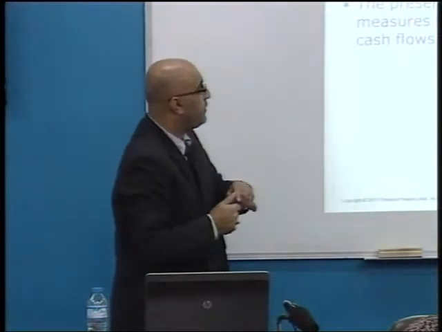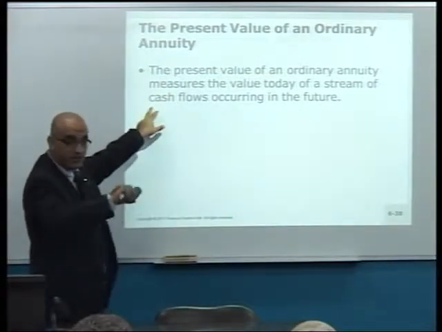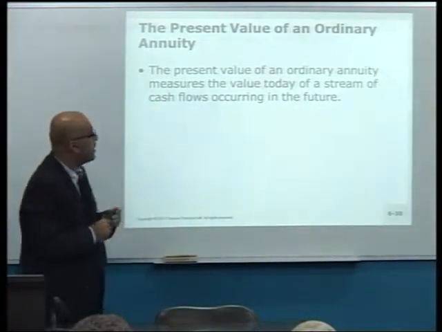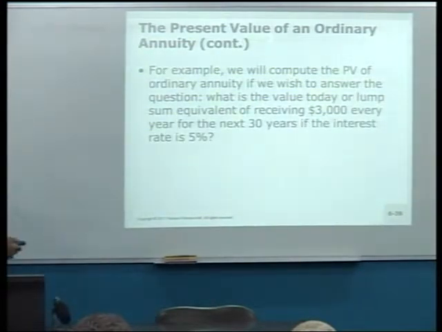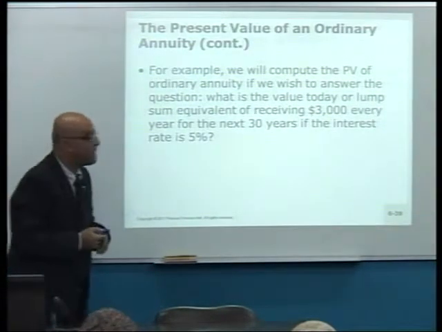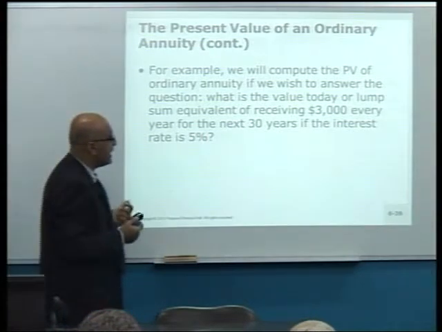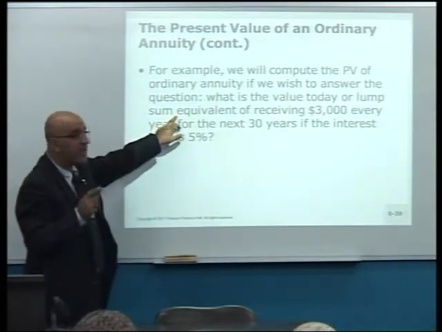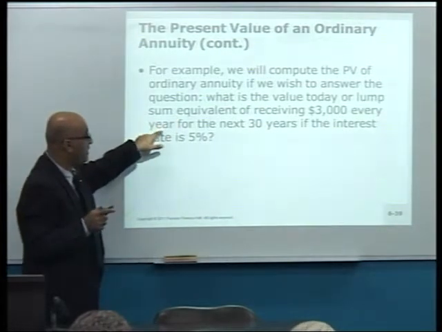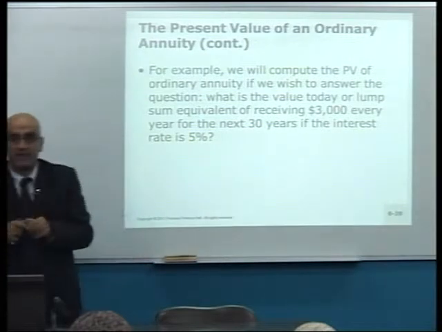The present value of an ordinary annuity measures the value today of a stream of regular cash flows coming in the future. For example, we compute the present value of an ordinary annuity if we wish to answer the question: what is the value today, or lump sum equivalent, of receiving $3,000 every year for the next 30 years, if the interest rate is 5%?